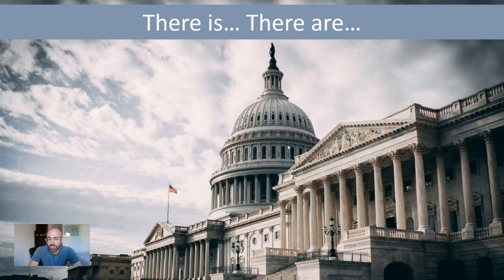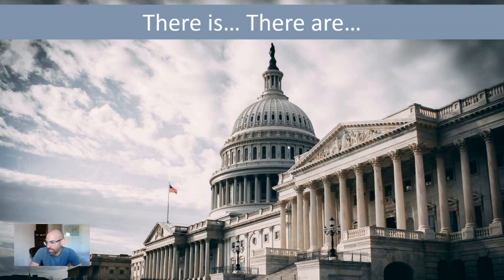But different languages have different structures, I should say, to talk about this concept. And so some languages might say like the park, it has a swimming pool, or it has a swimming pool in the park. But in English we always say there is or there are, right?